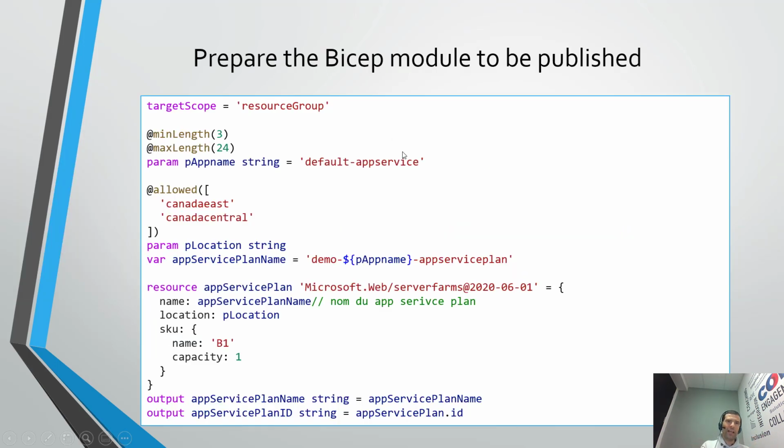Now that we have our registry in place and we are logged in to our registry, let's create a module. For this example, we created a simple module which will represent an app service plan. Here, as you can see, it's basic Bicep code. Nothing special here.